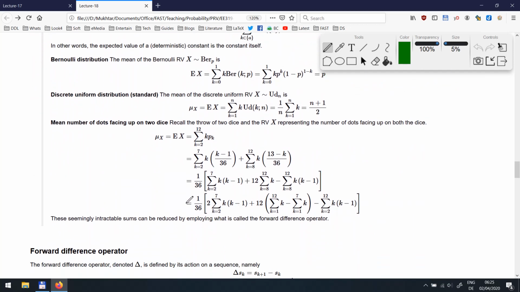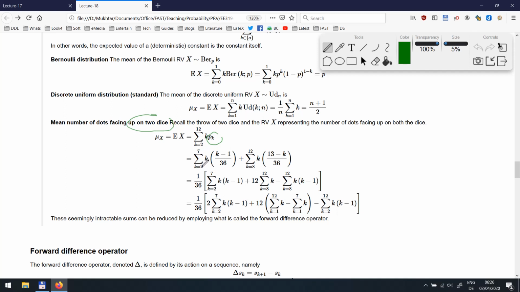Now we need to show that we get the same answer by the mathematical formula for the mean. So the mean value of X, now we are working out this two dice experiment, and I want to know the mean value of X. And what was X? The number of dots facing up on both dice. So I take all these 11 values, I weight each one by the respective probability, for which I already know the expression, and I know that p_k had two expressions.